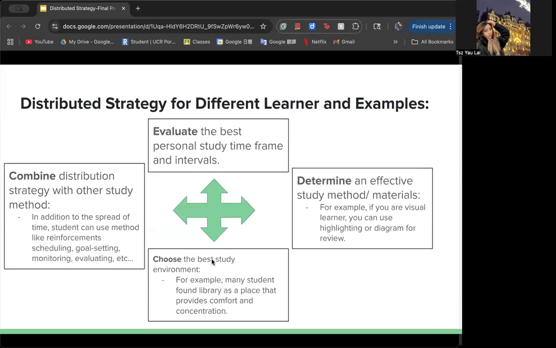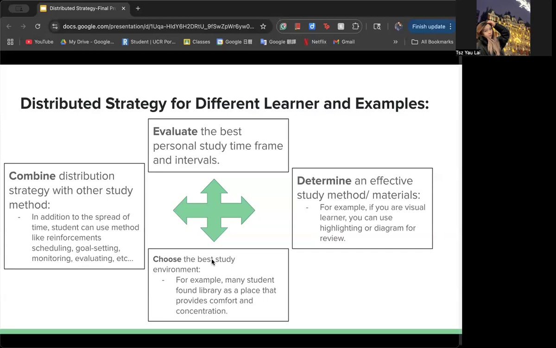Some examples for different learners are 4 steps that everyone should take while using the distribution strategy. The first is to evaluate the best personal study time frame interval. The second is to determine the effective study method and material. For example, if you're a visual learner, you can use highlighting or diagrams to review. The third is to choose the best study environment. For example, many students found the library to be the best place to study, providing comfort and less distraction.